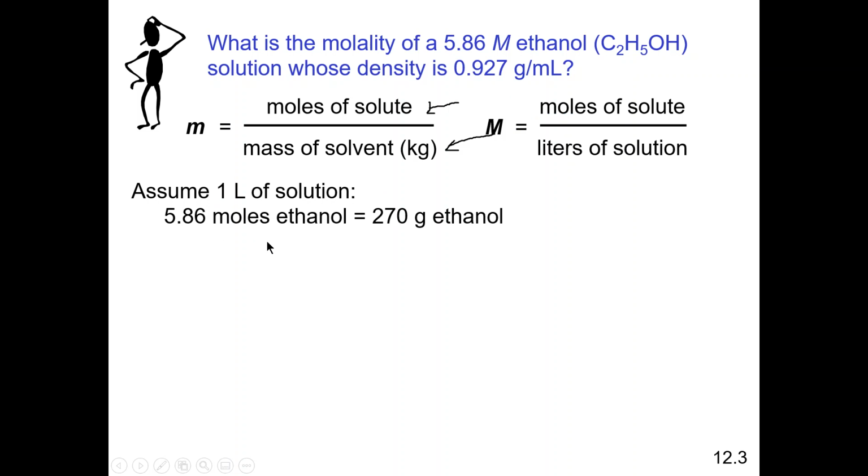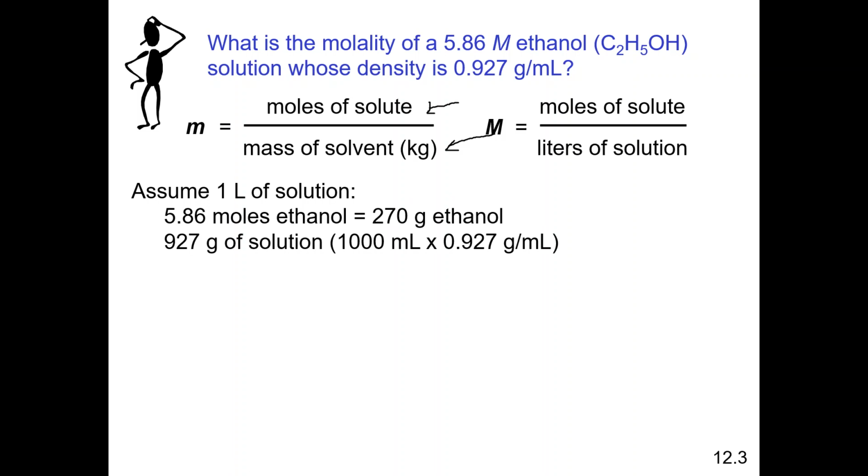Now, of course, we can convert from moles of ethanol to grams of ethanol using the molar mass. So you should know to do that. Basically, you take the moles of ethanol and multiply it by a conversion factor which represents the molar mass, where you have the mass in grams of ethanol, which I think is 46 grams, divided by 1 mole of ethanol. If you do that calculation, you're going to get 270 grams of ethanol.